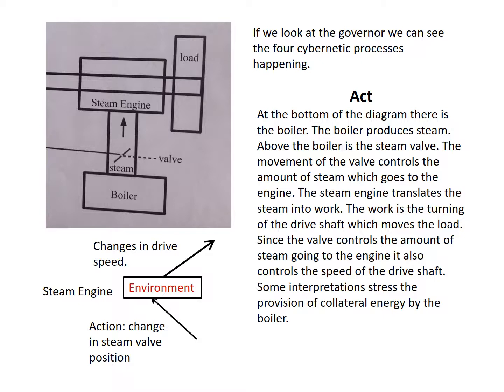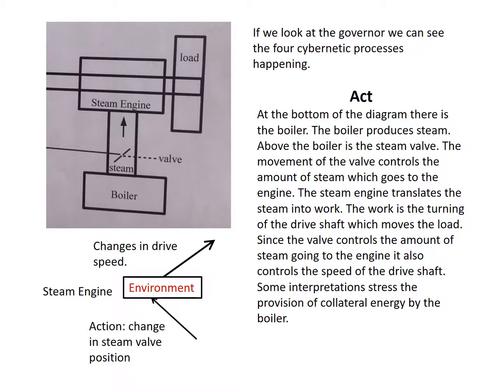First, you see the picture of the boiler, the steam valve, which directs steam to the steam engine, which drives a drive shaft, which drives the load. If we look at the governor, we can see the four cybernetic processes happening.